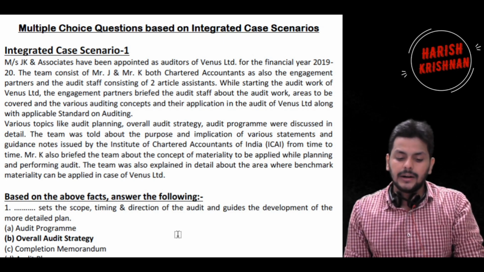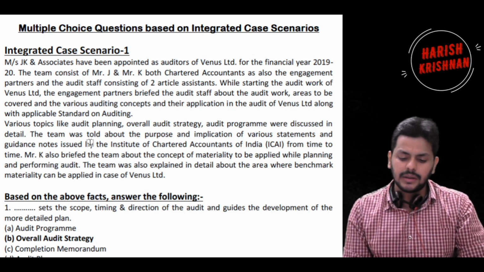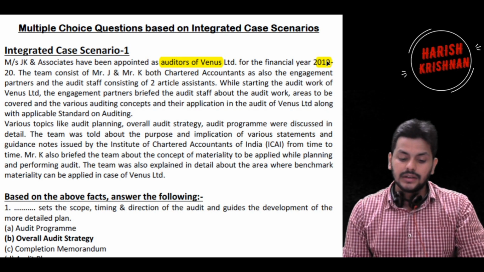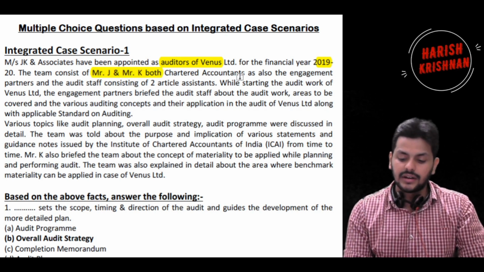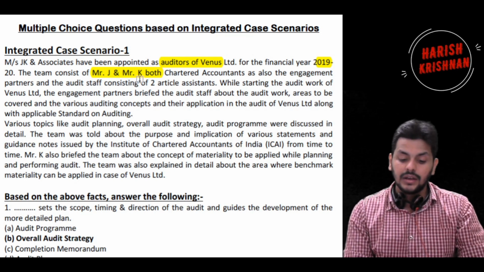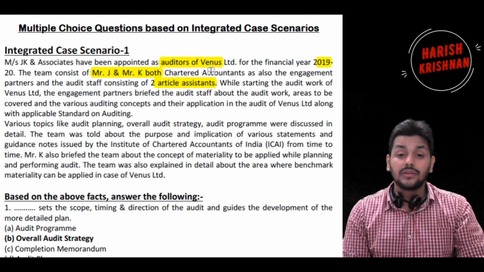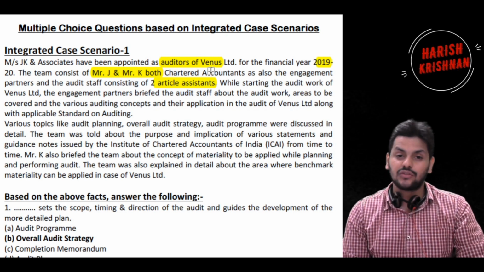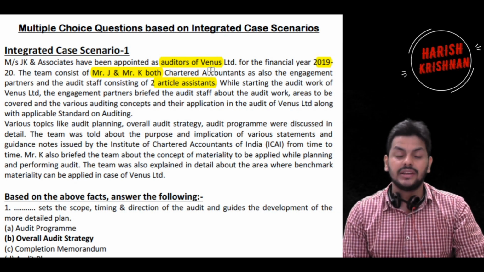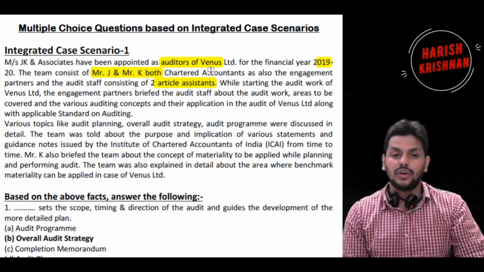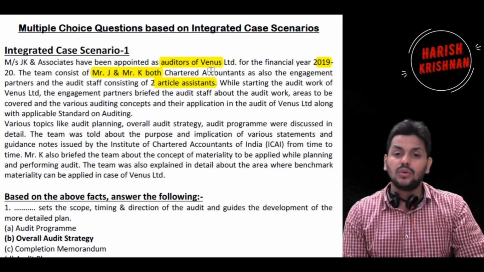So going by that, Messrs. J&K Associates have been appointed as auditors of Venus Limited for FY 19-20. Okay, that's cool. The team consists of both Mr. J&K, chartered accountants, and they also are the engagement partners, along with staff of 2 article students. While starting the audit work, the engagement partners briefed the audit staff about the work they are supposed to do and the areas to be covered, and various auditing concepts and their application in audit of Venus Limited, along with applicable standards on audit. Various topics like audit planning, overall audit strategy, audit program were discussed in detail.